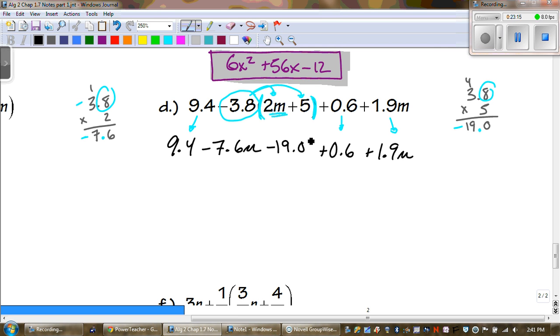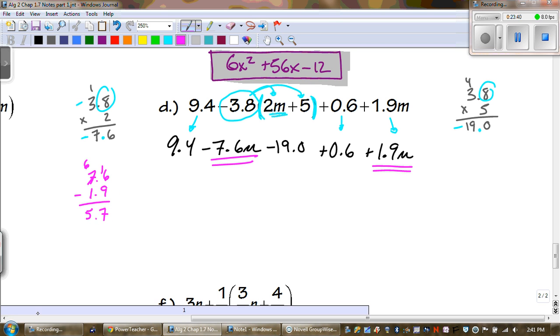So the next thing I'm going to do is start to combine my like terms. Okay, we have 7.6 and 1.9. They're opposite signs, so I'm going to subtract. 16 minus 9 is 7. That changes to a 6. 5.7, and remember that that's a -5.7m.